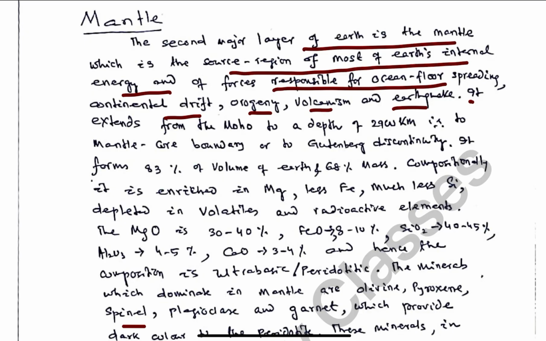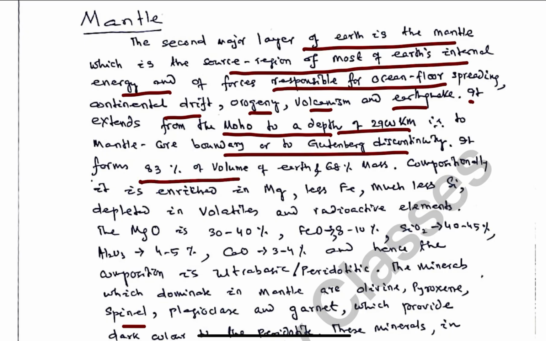It extends from the Moho discontinuity, which separates the crust from the mantle at a depth of 33 kilometers. So from the Moho discontinuity up to 2900 kilometers is the mantle. At 2900 kilometers there is another first order break, which is called the Gutenberg discontinuity. So the earth that exists between 33 kilometers, or below Moho, up to the Gutenberg discontinuity is the mantle.